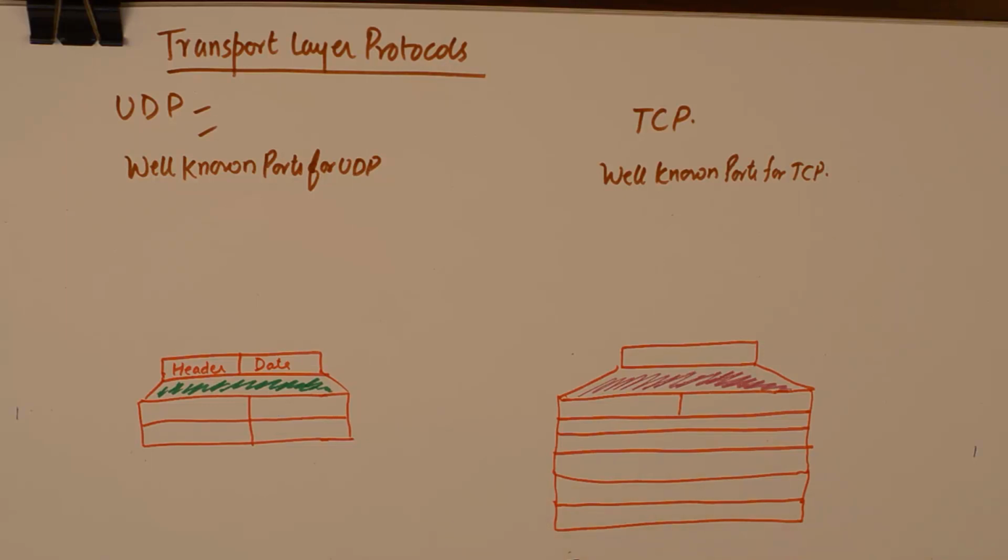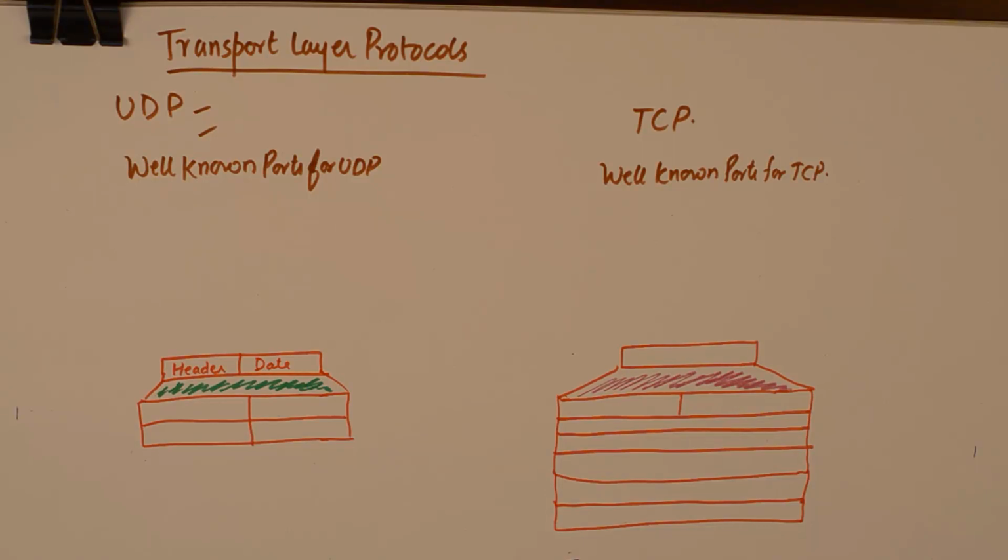In today's video we'll talk about transport layer protocols. Transport layer protocols are divided into two categories, UDP and TCP. Their primary function is to provide host-to-host communication between the systems or the networks.